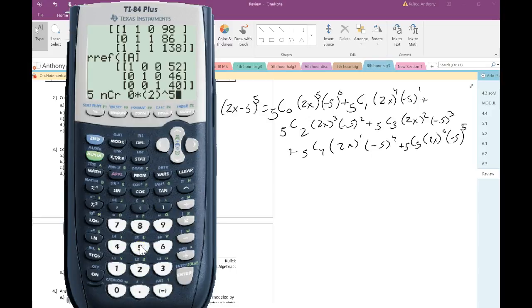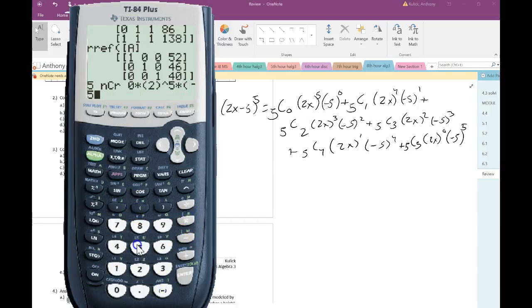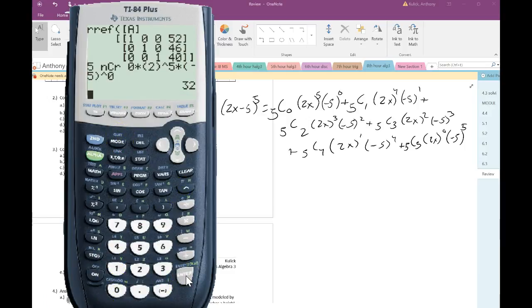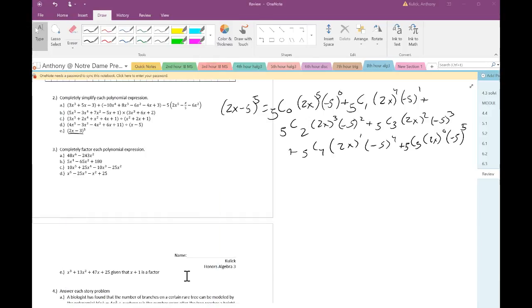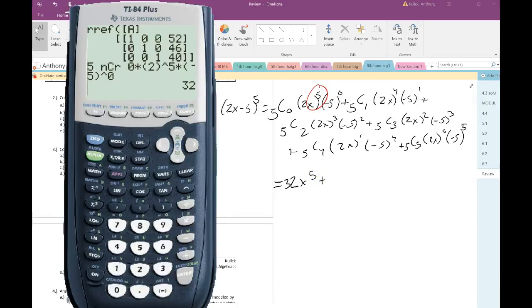Notice here, because the coefficient on my x is 2. And then I'm going to have times, and then negative 5 to the 0. So that gives me that my first coefficient is going to be 32. And the x part of it is x to the 5th. And now I'll continue doing this.